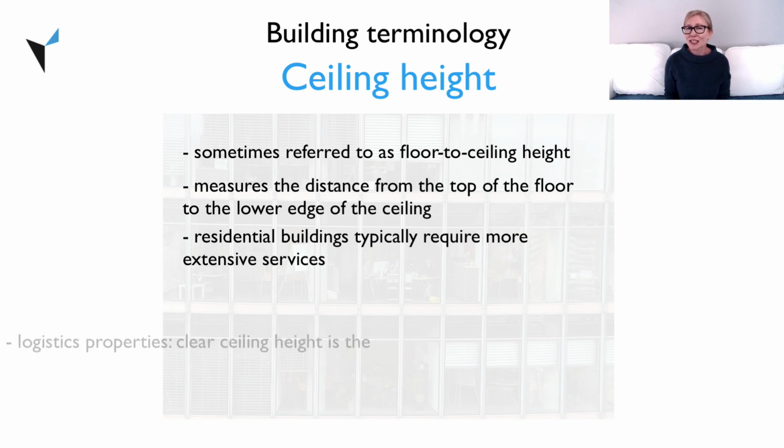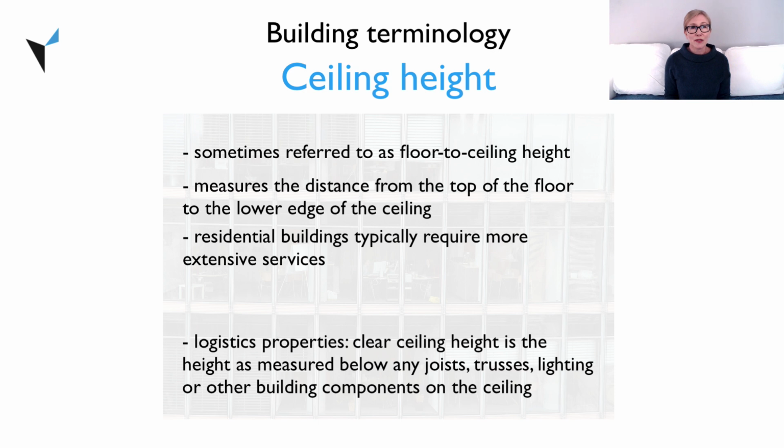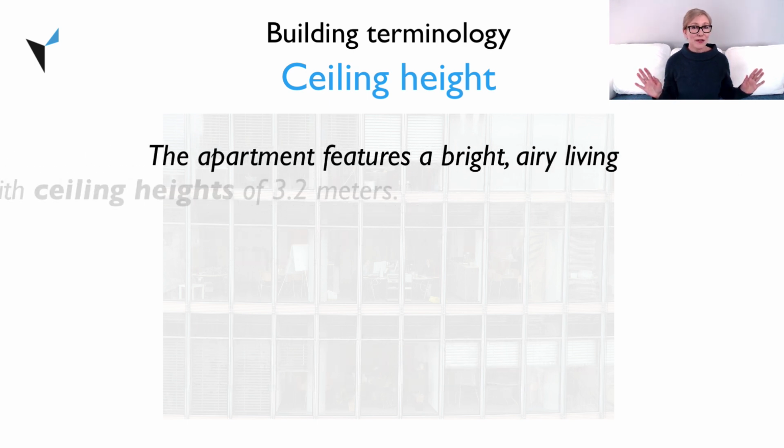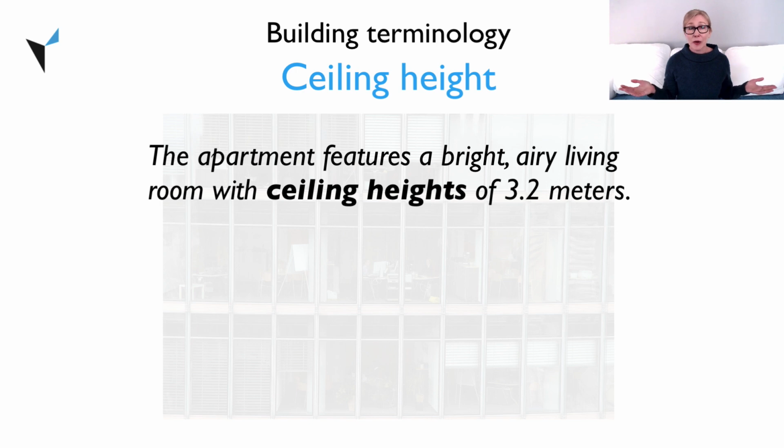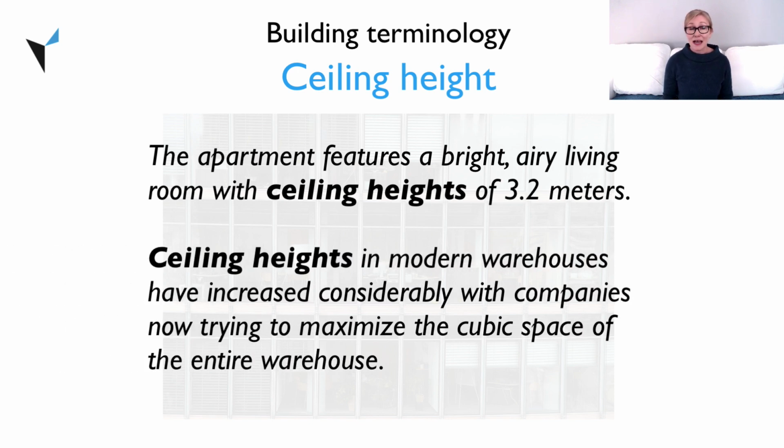When we talk about logistics properties, we often refer to clear ceiling heights, which is the height as measured below any joists, trusses, lighting, or other building components on the ceiling. Examples. The apartment features a bright, airy living room with ceiling heights of 3.2 meters. Ceiling heights in modern warehouses have increased considerably, with companies now trying to maximize the cubic space of the entire warehouse.